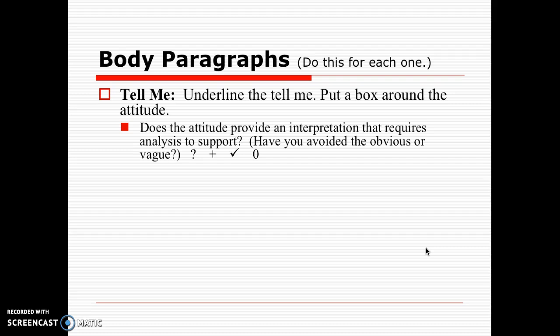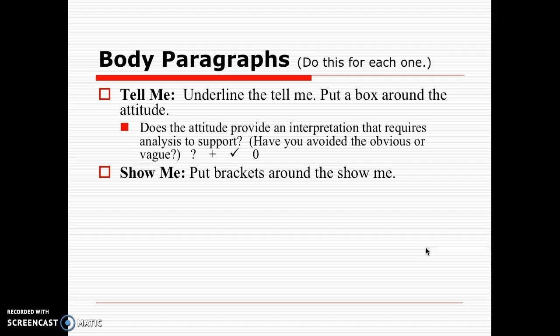So again, you don't want to be saying something that's already pretty much directly stated in the book, and you also don't want something that's so vague that it's going to be hard for your reader to tell exactly what you're trying to prove in this particular body paragraph. So give it a little evaluation, question mark, plus, check, or zero. And remember, make notes to self about everything except for the pluses. Don't rely on your memory.